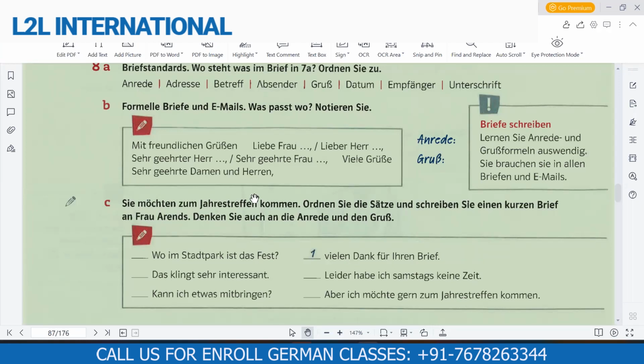So first, it's written here, vielen Dank für Ihren Brief. Very thank you for your letter. And then what she would say next, so you have to put number 2 there, then number 3, number 4, number 5, number 6. And then lastly, Gruß. So do it and then we can discuss.